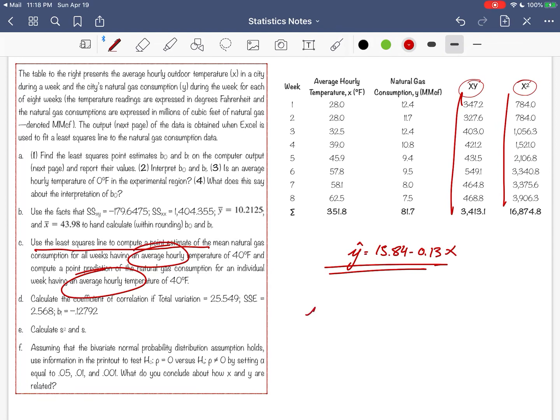And so what you want to do is y hat is equal to 15.84 minus 0.13, and you just enter 40 into the x and solve for that, and the answer to that should be somewhere along the lines of 10.72 mmcf, millions of cubic feet.